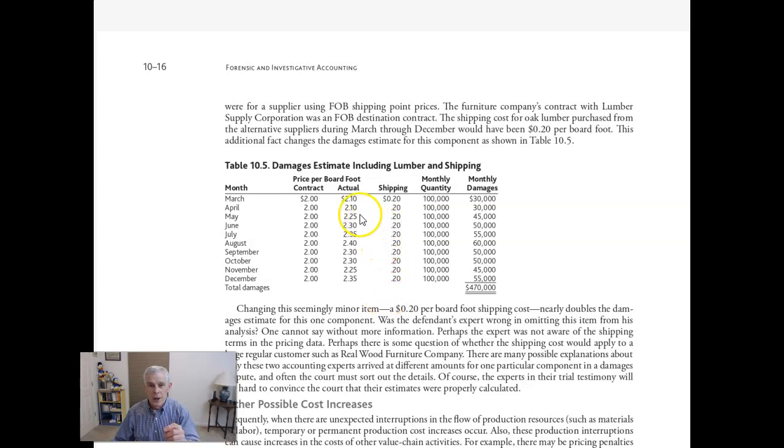So now when we add the 10 cents difference between these first two columns, plus the 20 cents shipping per foot, 30 cents times $100,000, $30,000. We'll do that for each one. This comes up with $470,000.